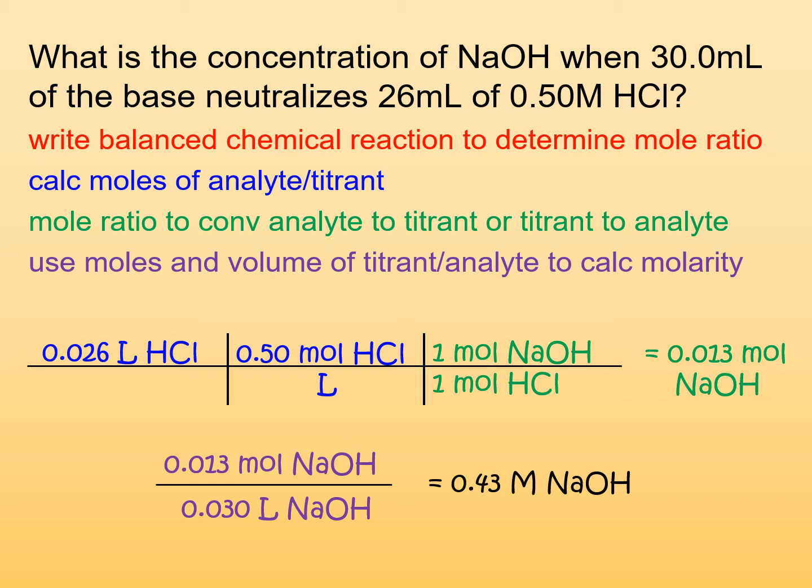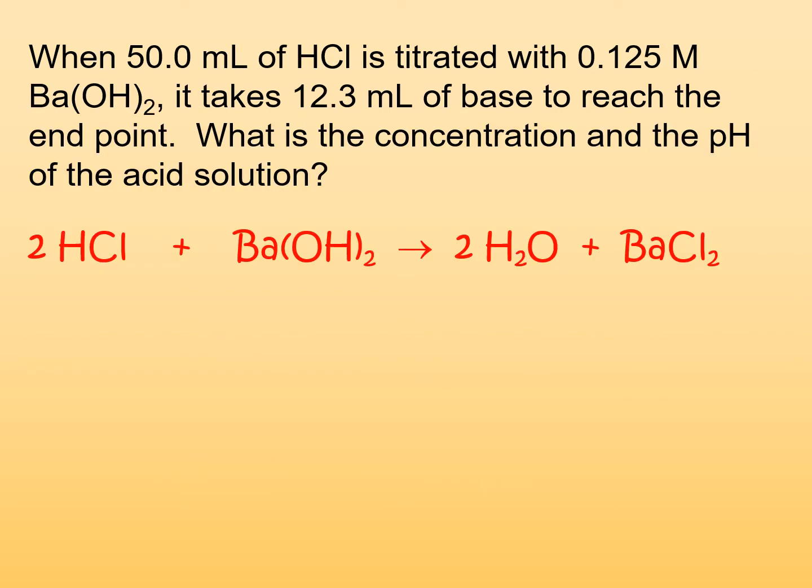Where this is going to be slightly different is whenever you have an acid and base that are not going to be in a 1-to-1 ratio. So we have 50 milliliters of hydrochloric acid that's titrated with 0.125 molar barium hydroxide, and it takes 12.3 milliliters of the base to reach the end point. So it wants to know the concentration and the pH of the acid solution. So this one has an extra step on there.